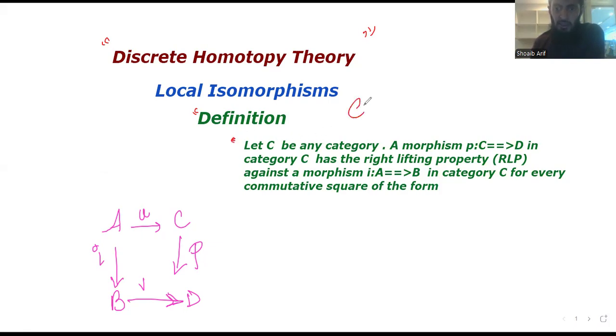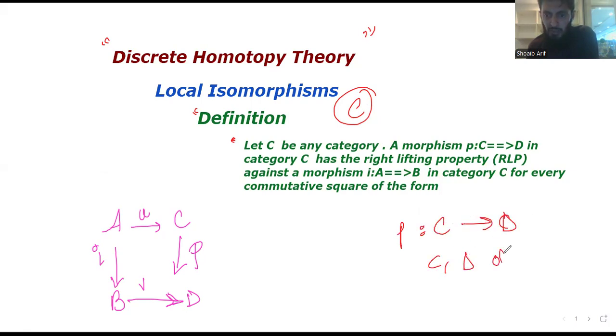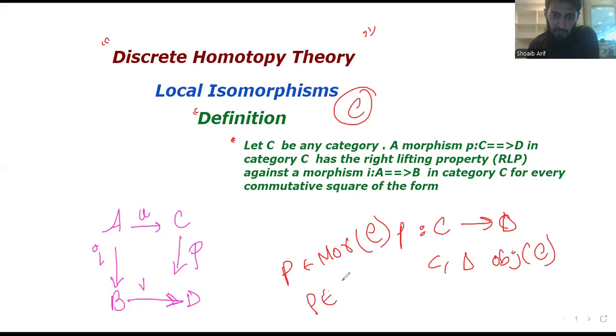Let C be any category, and according to the definition of category as we know from the category theory lecture series, a morphism P from C to D, where C and D are objects of the category C. P belongs to the morphisms of C. We can say P belongs to the hom-set of C comma D.